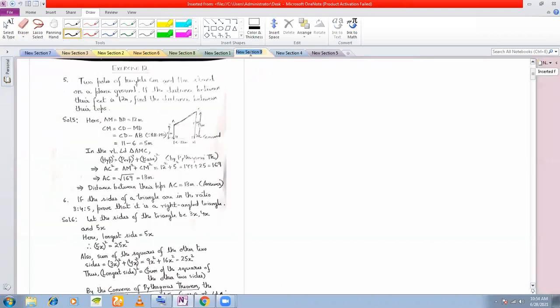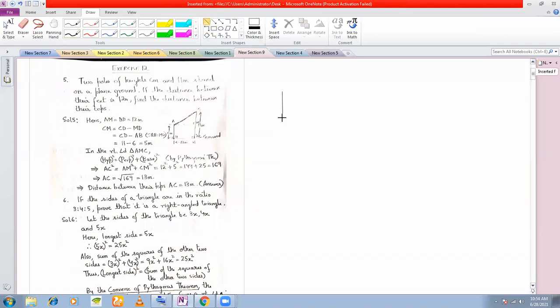So moving on to the exercise problem. This is very interesting. I have not applied this in the exercises, but later on you may need it for special problems. Let us see this question here. Two poles of height 6 meters and 11 meters stand on a plain ground. If the distance between their feet is 12 meters, find the distance between their tops. Two poles are there, so let's draw the two poles.